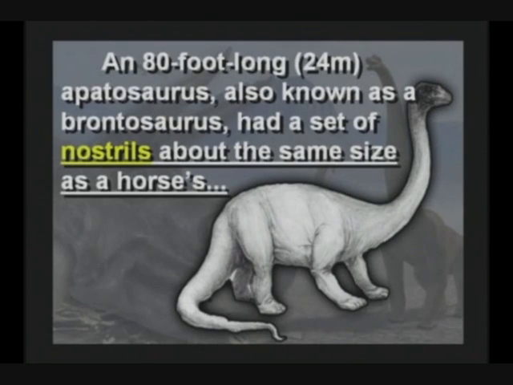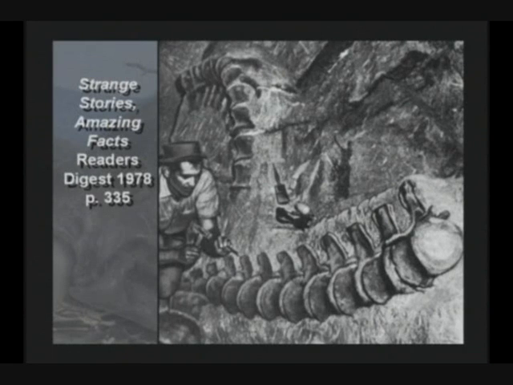How is an 80-foot animal going to get enough air through nostrils the same size as a horse? He'd be sucking so hard trying to get a breath. It set them on fire from the friction from the wind whistling in there. They couldn't breathe. Well, apparently they did breathe because bones of dinosaurs are found all over the planet, even in Antarctica and Alaska.